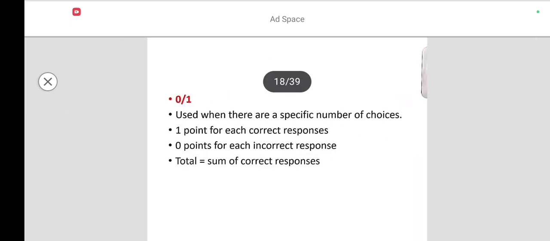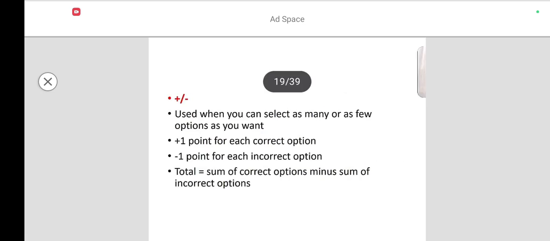Then rationale scoring. First, 0 to 1. Used when there are a specific number of choices. 1 point for each correct response, 0 points for each incorrect response, and the total is the sum of correct responses. I already told you that in a SATA question there is plus minus scoring, and 0 to 1 is based on MCQ, the multiple choice question, in which if you select the correct answer you get one, and if you select an incorrect answer you get 0 marks. Plus minus is applicable for the SATA question.